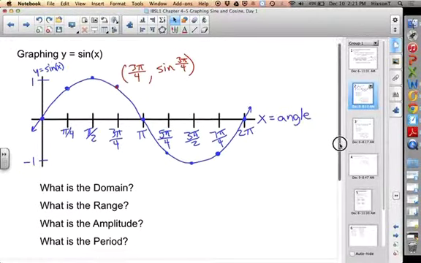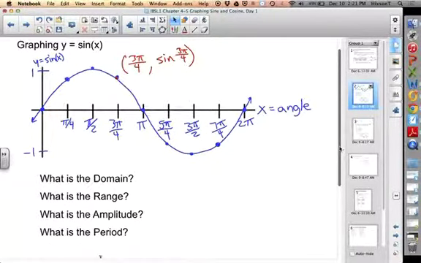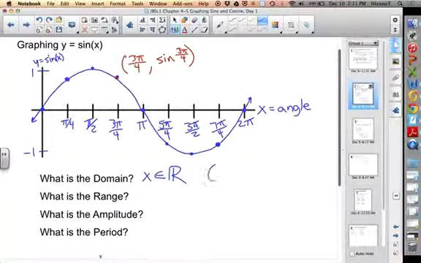Now let's answer some of these questions down here. What's the domain of sine? All real numbers, okay? X is any real number. Alright, you could write it like that. You could write the words out, or you could say negative infinity to positive infinity if you wanted, using the interval notation.